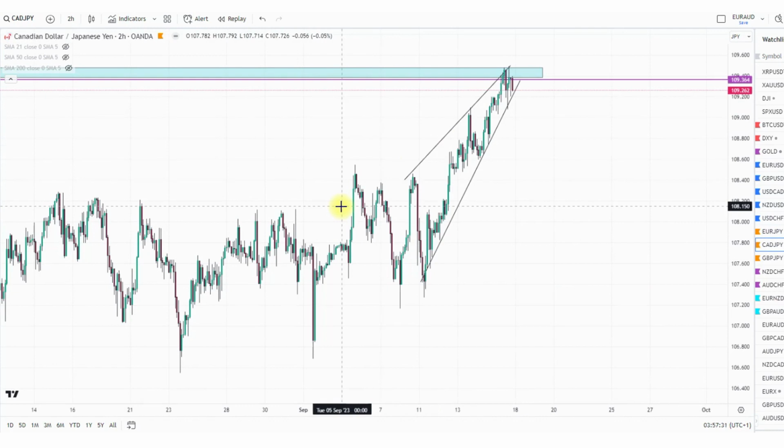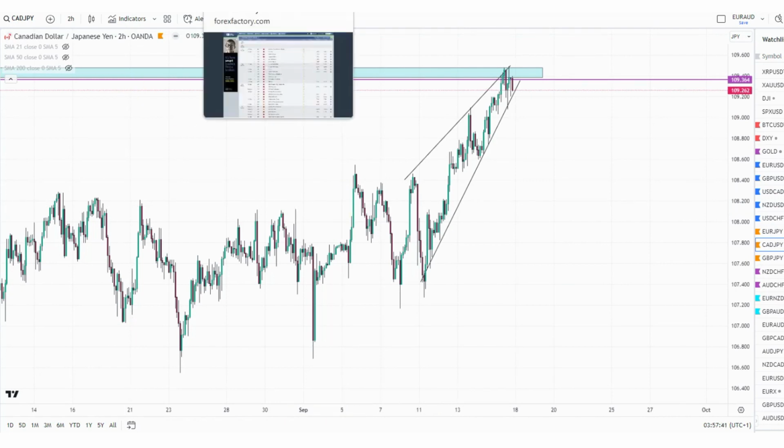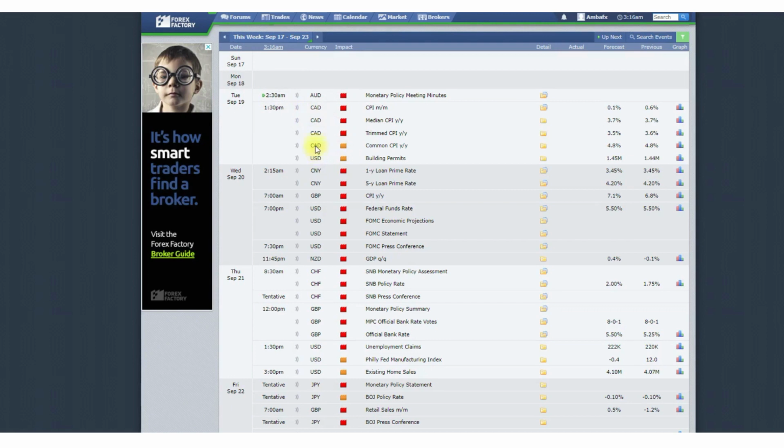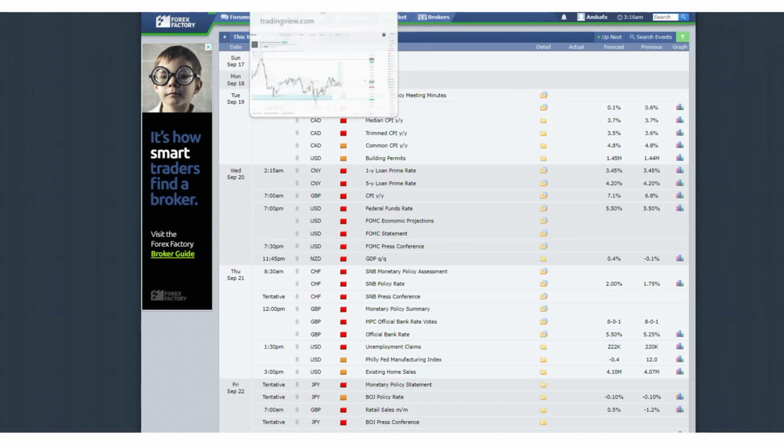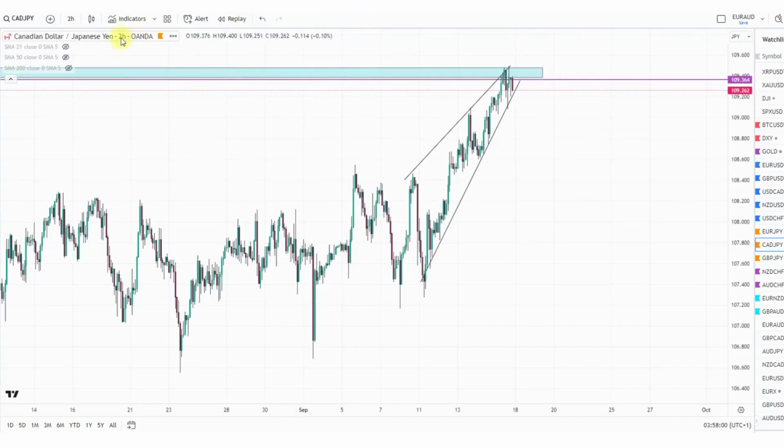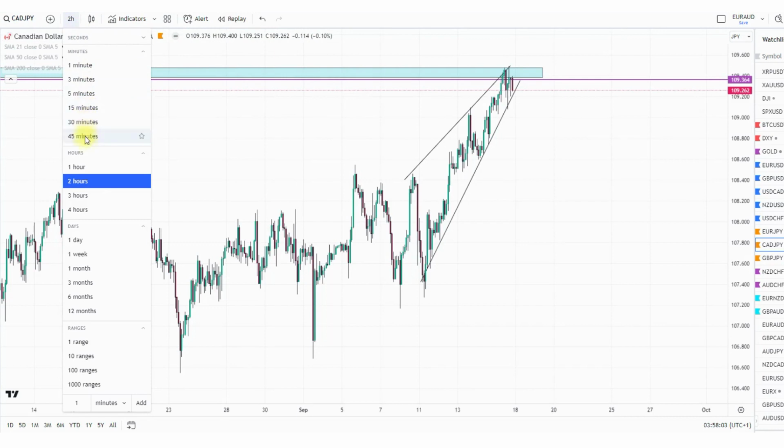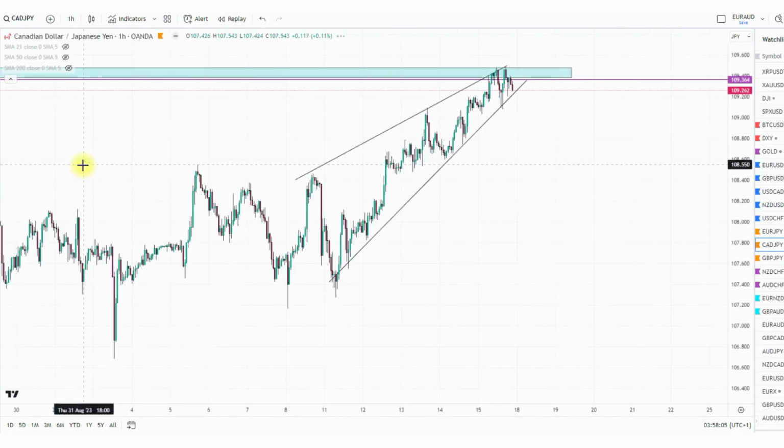On Canadian dollar Japanese yen, let's look at what Canada will release on Tuesday, in terms of their CPI. That's what we will know. Probably we have a break to the downside at that level. As you can see, it actually looks like the buyers are losing their momentum at that area. So let's check the 1 hour time frame.